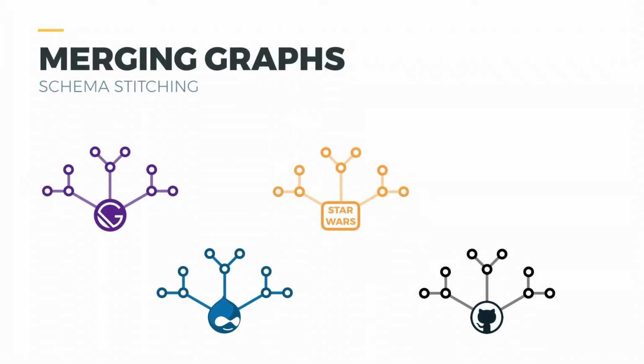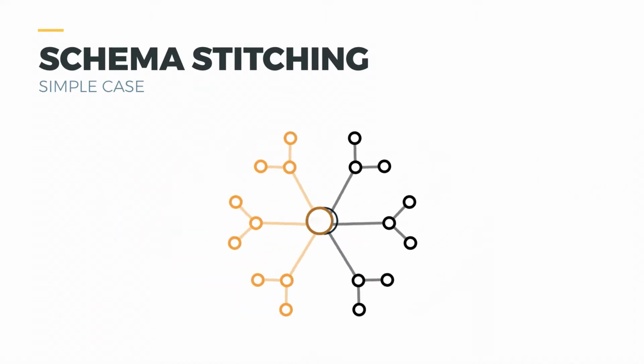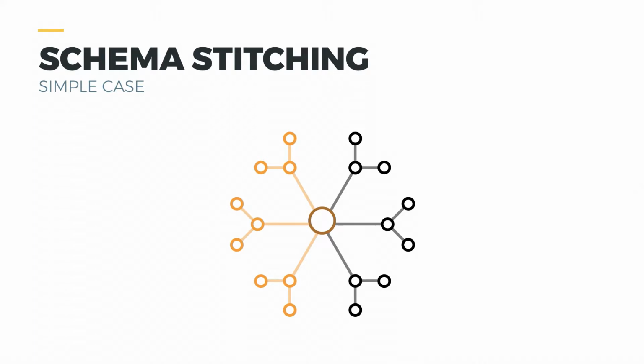Okay, so let's look at schema stitching. Schema stitching is literally taking two separate GraphQL services and merging them, stitching them together, right? So let's do a simple case. We're going to take the Star Wars graph and the GitHub graph and merge them together. Right, so that was super easy.